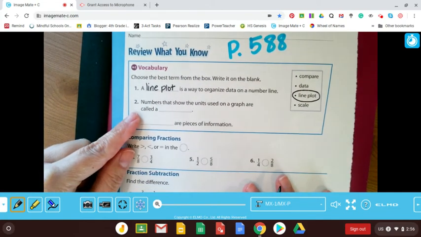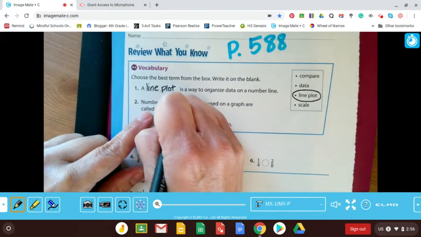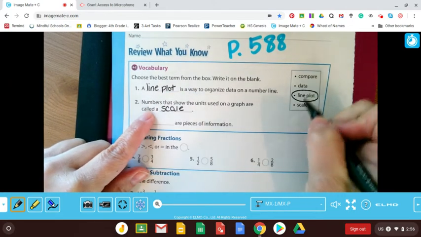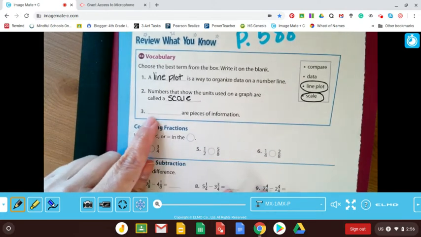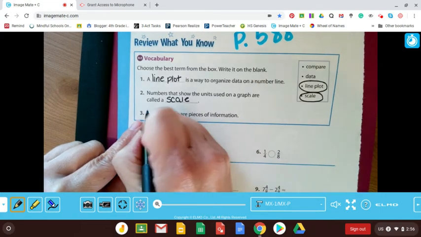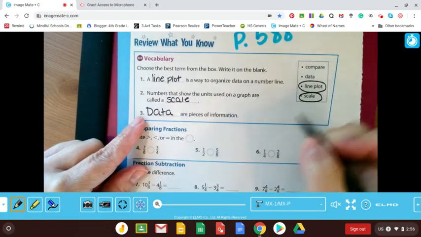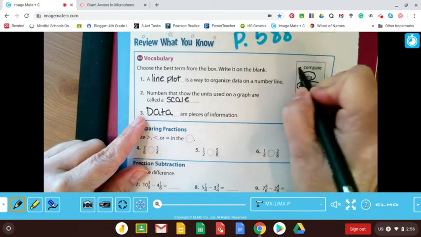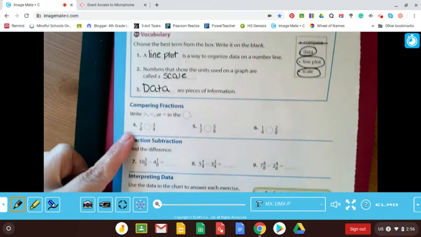Okay, number 2, numbers that show the units used on a graph are called a scale. Okay, so we did scale. And number 3, blank are pieces of information. Well, I think we know that it would be data. Data are pieces of information. So the only word that we didn't use was compare. But now we're actually going to compare.